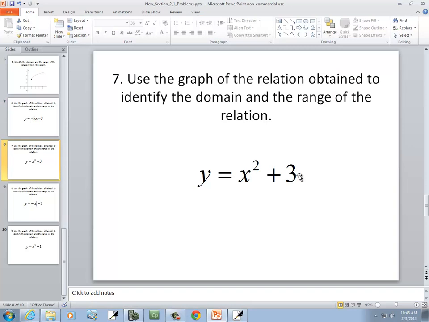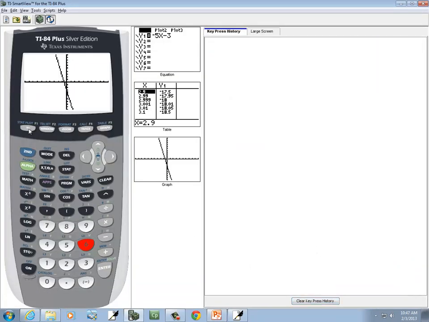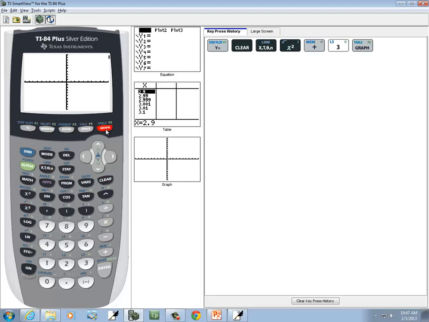Now this one, let's take a look at this. I want to graph it first. Y is equal to x squared plus 3. So I'm going to press my y equals, press clear, do my x key, press the x squared plus 3, and then graph.